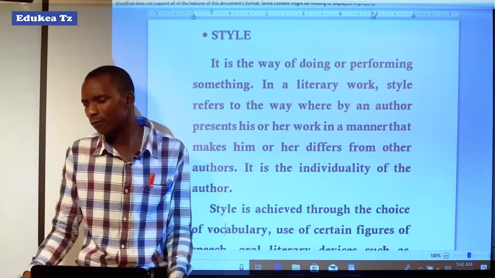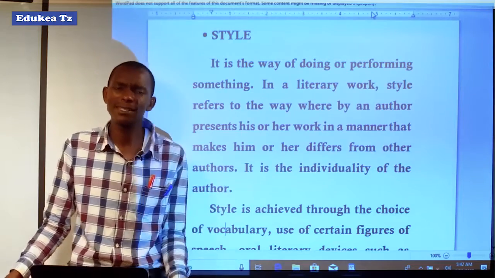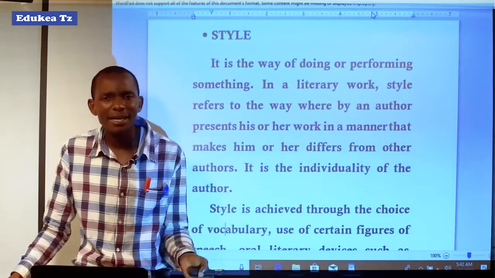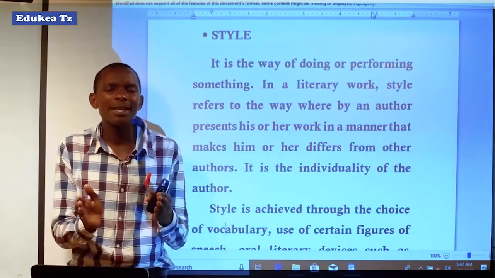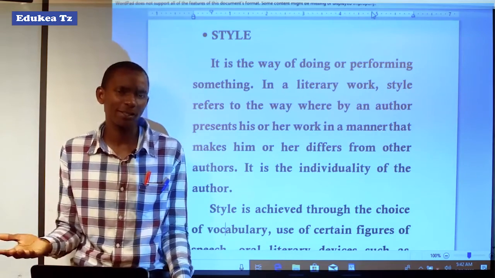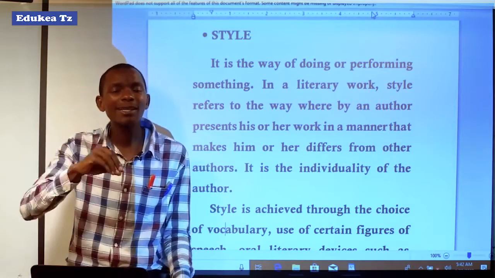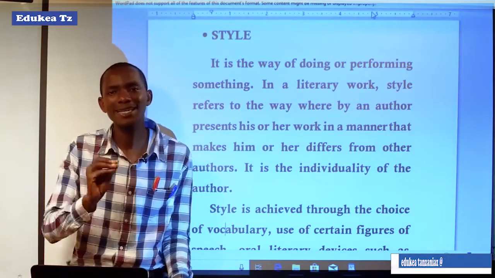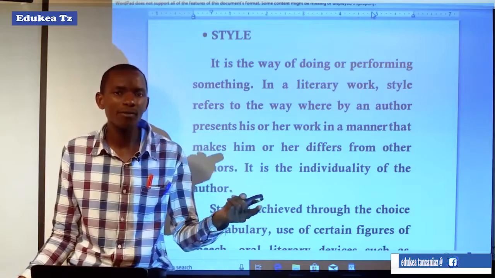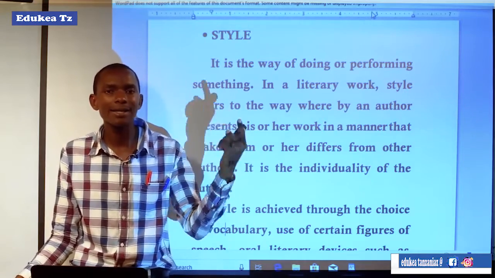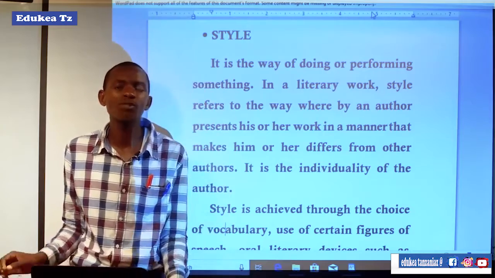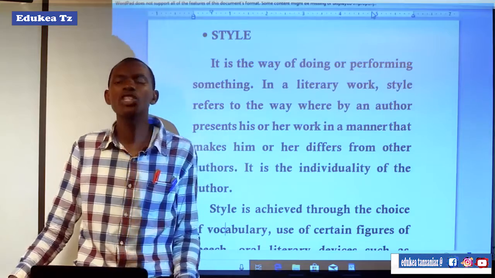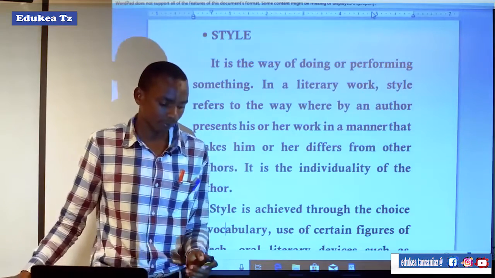You can ask yourself, why are there a lot of artists, but they don't always use the same techniques? That's why every artist tries to use his or her peculiar or unique ways that will make his or her literary work different from other literary work. So that is the style we are talking about here.